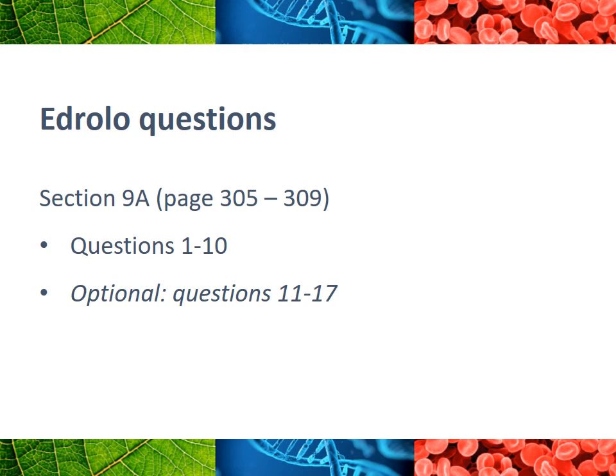I want you to go into Edrolo and answer the questions. This is section 9A, and if you're doing the questions in your textbook, they're page 305 to 309. I want everyone to have a go at questions 1 to 10. If you think that is making a lot of sense and you want to test your knowledge a bit further, you're welcome to have a go at questions 11 through to 17 as well. And we'll be continuing on with the immune system next week after we've done our SAP.